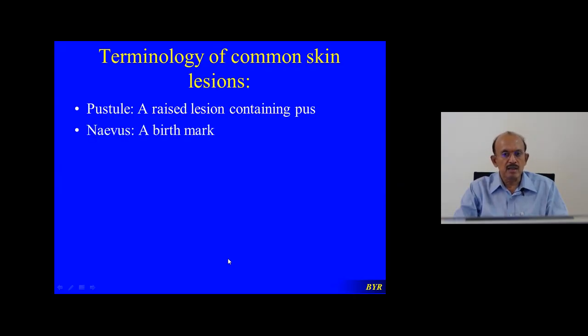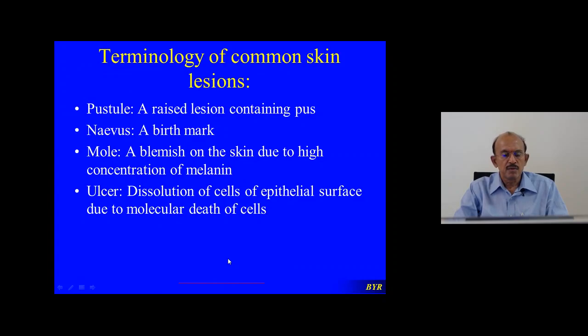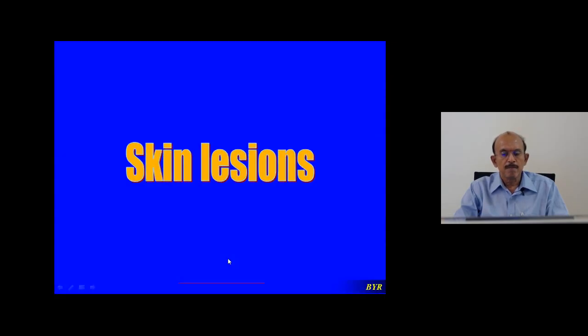Nevus, a birthmark. Mole, a blemish on the skin due to high content of melanin. Ulcer, dissolution of cells of epithelial surface due to molecular death of cells. So these are some of the definitions with regard to the skin lesions. First, let us study about the skin.